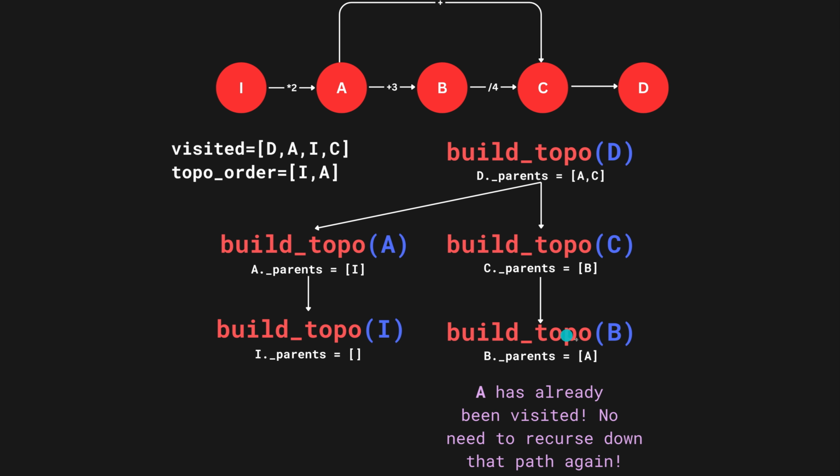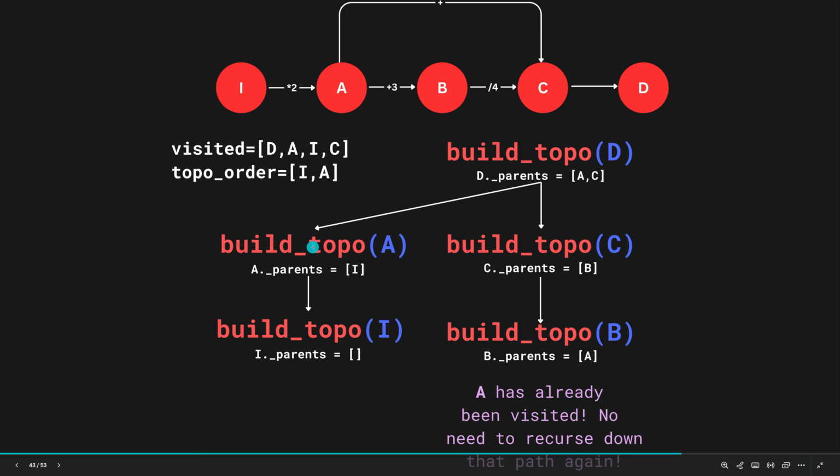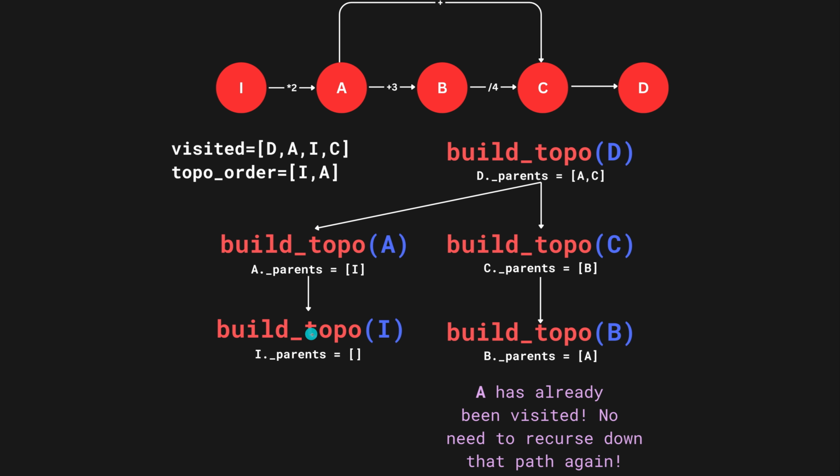Now the thing about B is B's parent is A, but we've already visited A. And if we visited A, we've already recursed down all the paths that come as the parents of A. In this case, it's just I, but we've visited A. Because A has already been visited, there's no need to recurse down that path again. That'd be a waste of compute, right? Why would you recurse down A when we've already visited A? So we don't have to worry about it, and we're good to go.